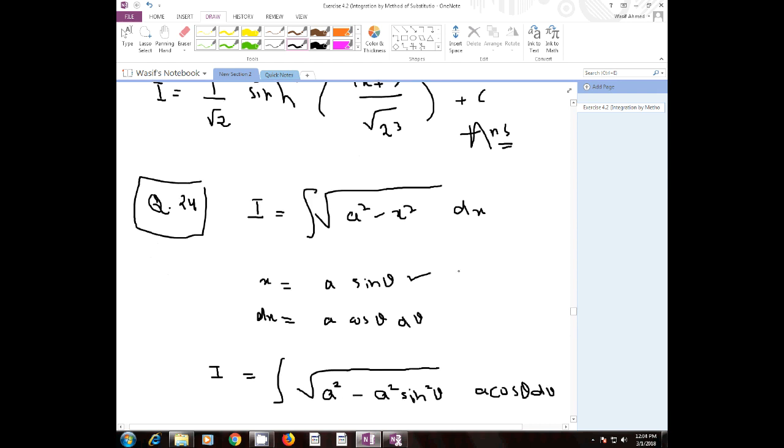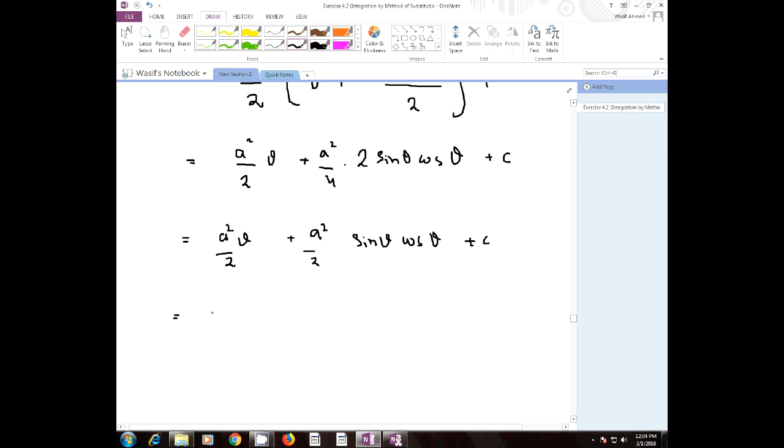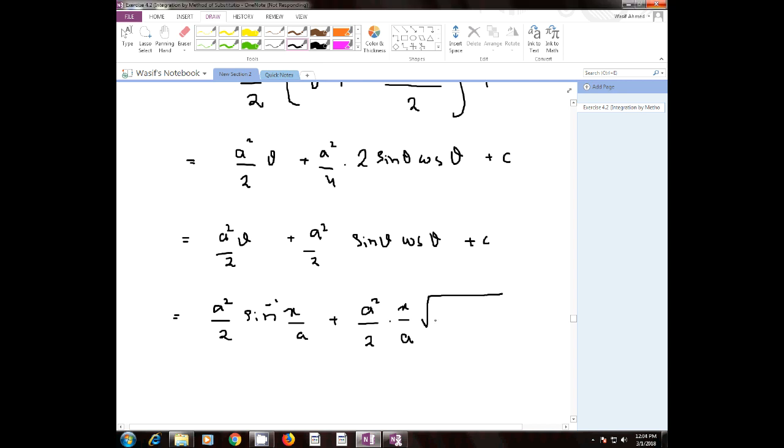Since you have the value of sine theta, which is equal to x divided by a, similarly you also need the value of theta, which comes out to be equal to arc sine or sine inverse x divided by a. We will substitute these values in our last equation. A square divided by 2, instead of theta we have sine inverse x divided by a, plus a square divided by 2, instead of sine theta we have x divided by a, and we have to find the value of cos theta. Since we know that cos square theta is equal to 1 minus sine square theta, by taking square root on both sides we get cos theta is equal to square root of 1 minus sine square theta, and since we have seen that sine theta is equal to x divided by a, so sine square theta is equal to x square divided by a square.